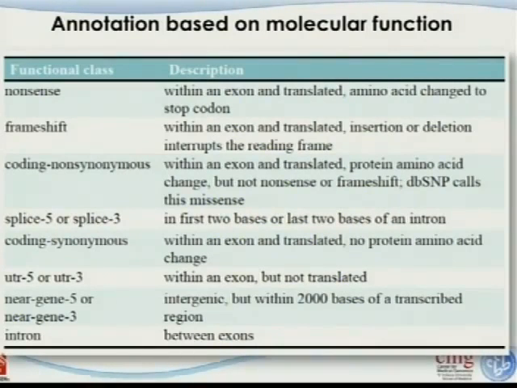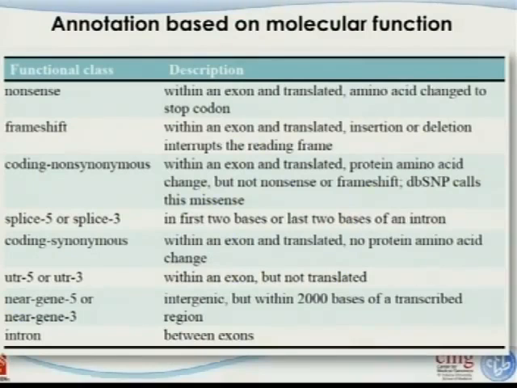And the second type is a frame shift. It's within an exon and translated, and an insertion or deletion interrupts the reading frame. This is a big problem as well, because we know that for the codon, every 3 nucleotides become an amino acid. But if you have one more inserted, that totally shifts the rest of the amino acid sequence, and that causes a huge problem. And the next one is the coding sequence non-synonymous variation. This is a nucleotide difference that will change the amino acid sequence by substitution, and that sometimes can cause a problem.